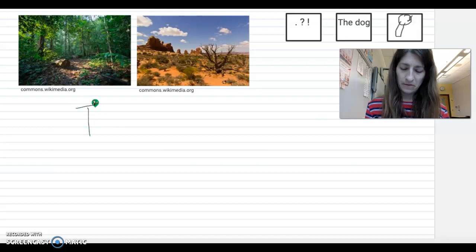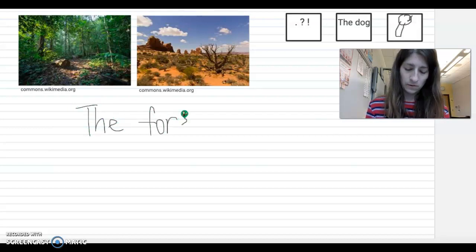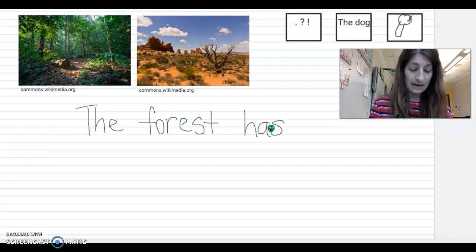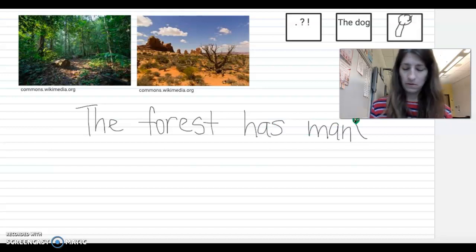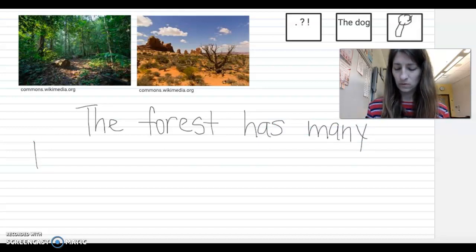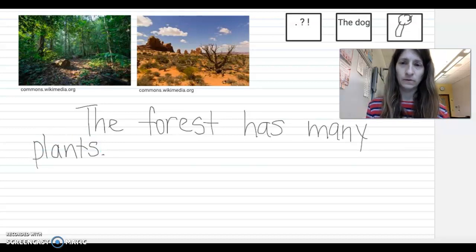The forest has many plants. Because I can see that in the picture, and I know that's true from the books I've read and other things. Now I'm going to add more.